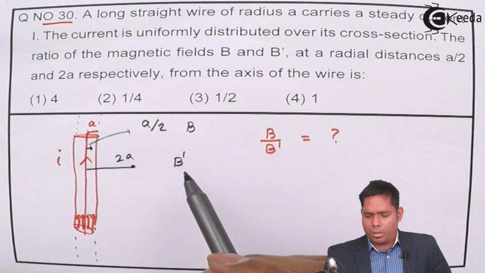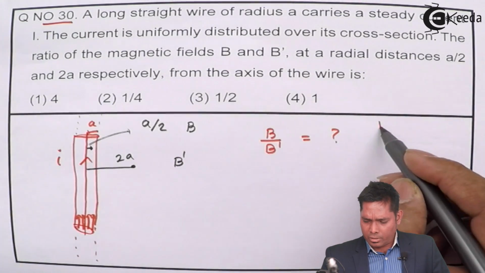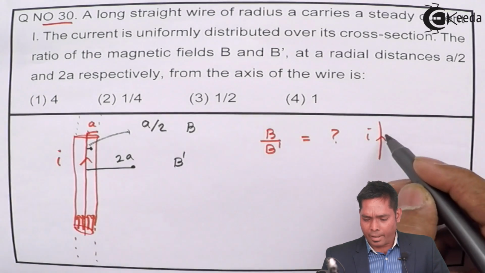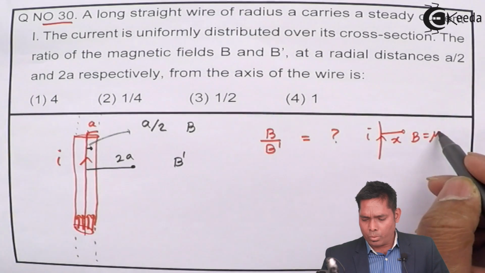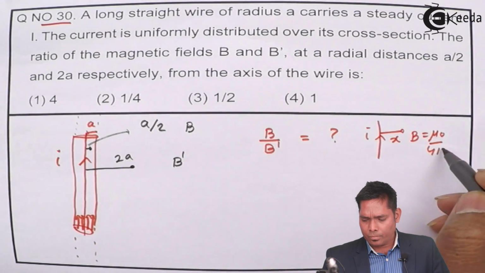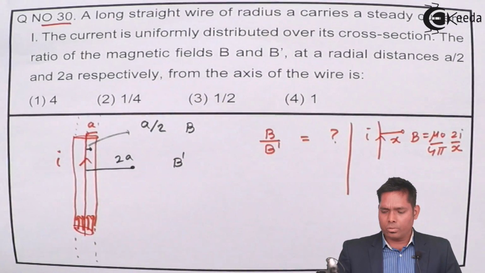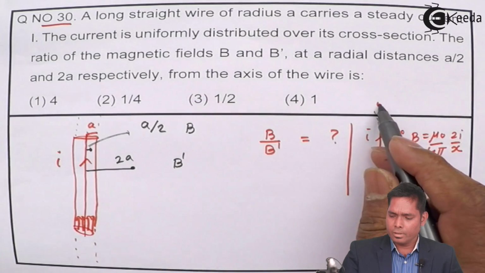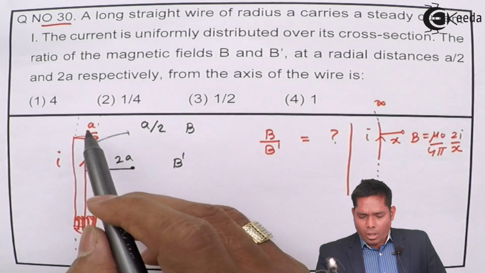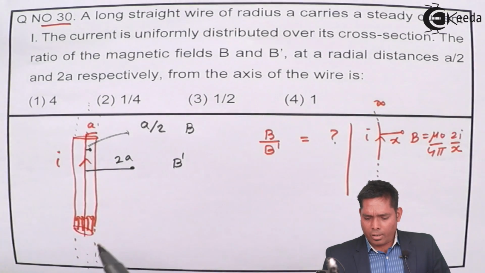Now the formula for magnetic field due to a straight conductor carrying current I, at a distance x, is B equals mu naught upon 4 pi, 2I divided by x. This is the formula used. The wire extends to infinity on both sides.